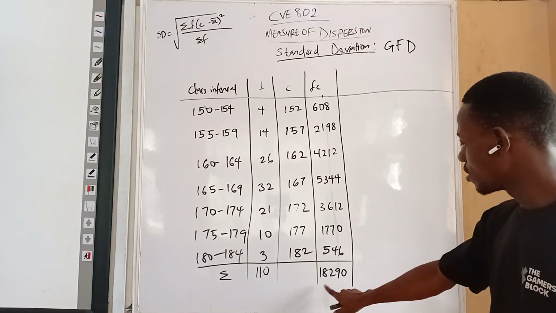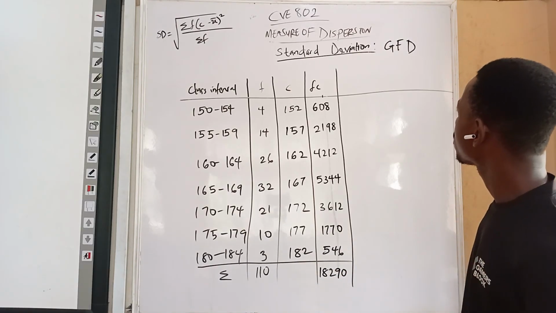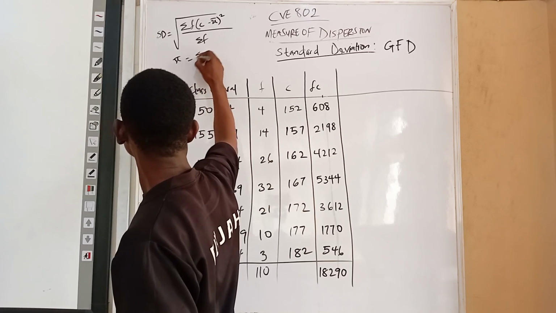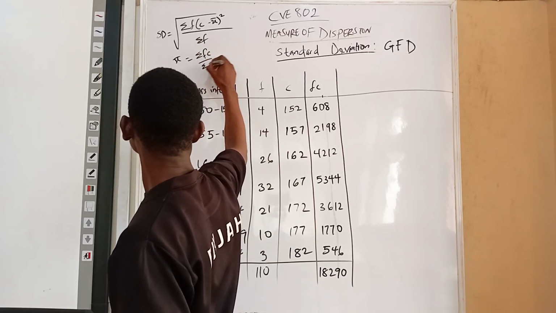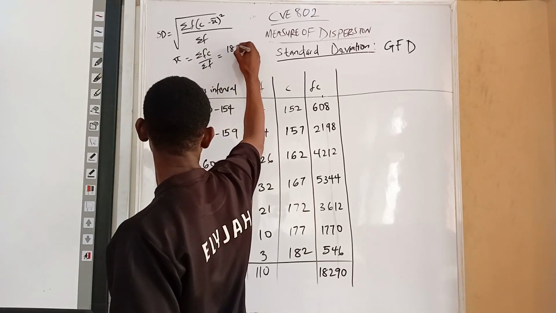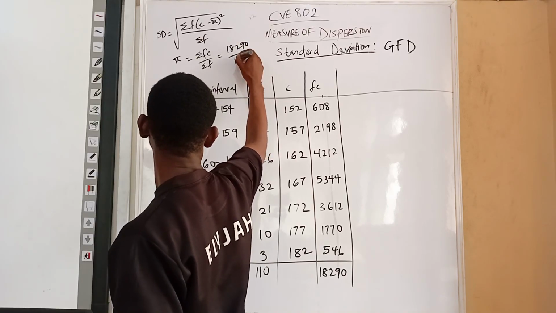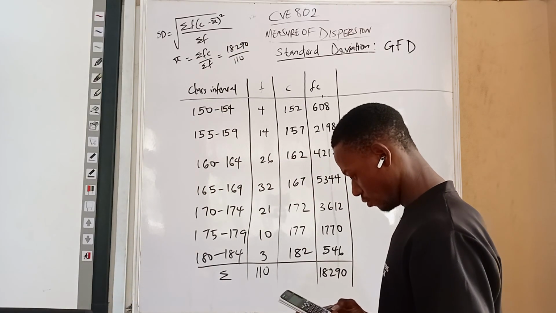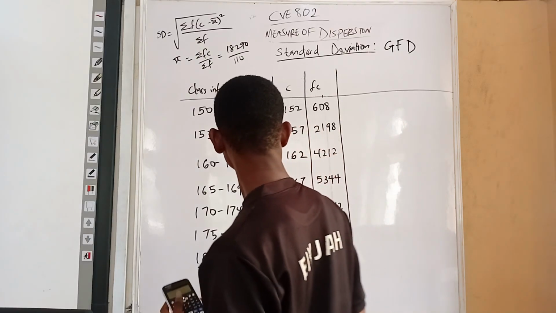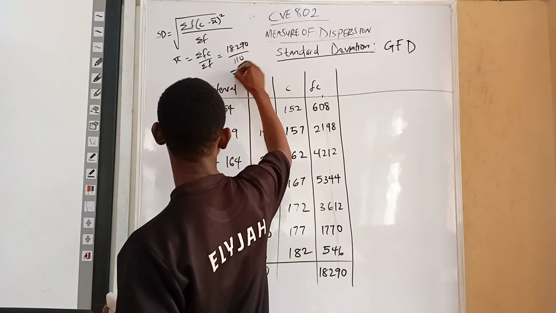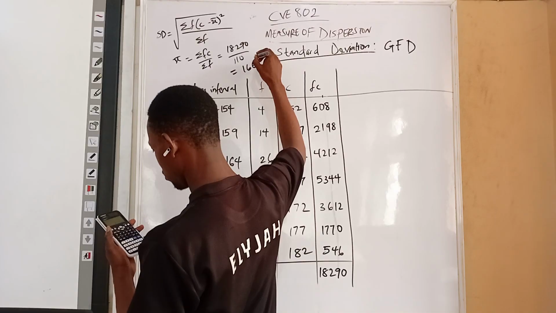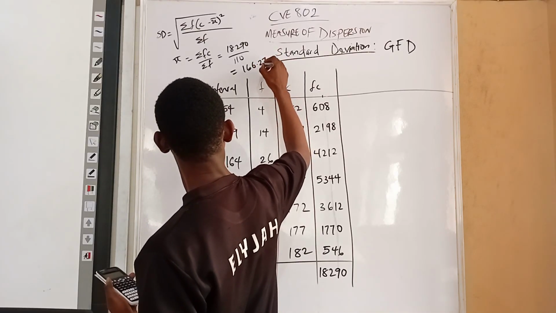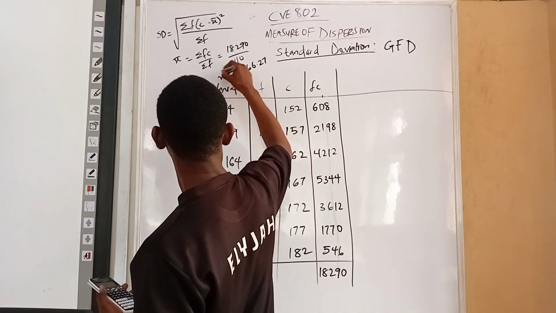Our mean is this over this, summation FC over summation F. X bar equals summation FC over summation F, which is 18,290 divided by 110. So our mean is 166.27. So this is our mean.